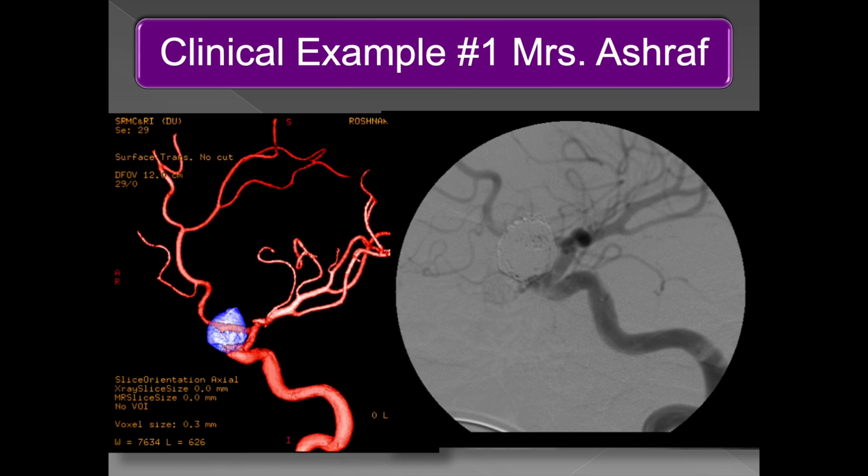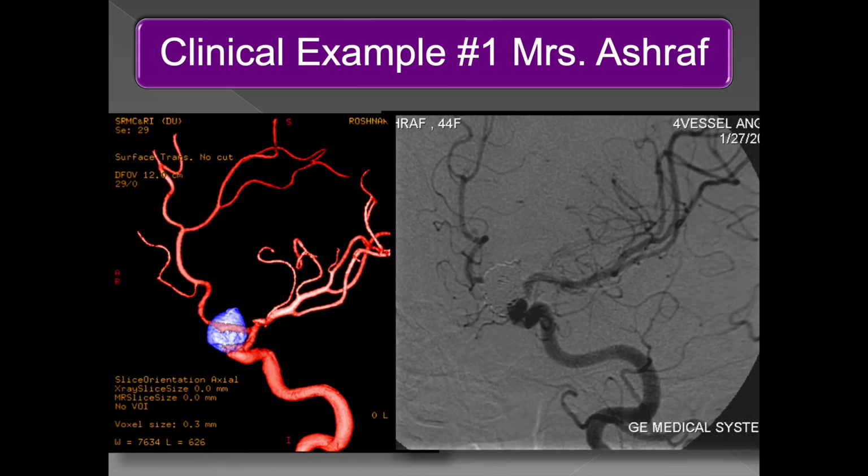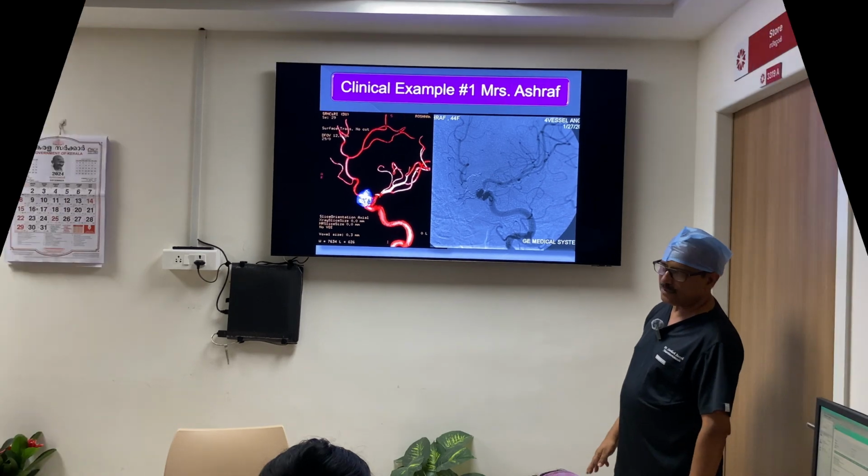Next. So this is how at the end you have stent assisted coiling coming like this. Next. So this is around 1 year follow-up. You can see that there is no other problem in the patient. Next.